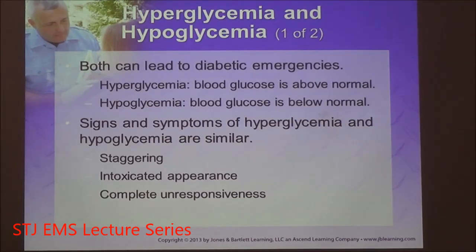They don't like that. They get very irritable. So you feel like you get aggressive, you get slurred speech. It looks like you're intoxicated. And if your blood sugar drops enough, or your blood sugar goes high enough, you can become completely unresponsive.